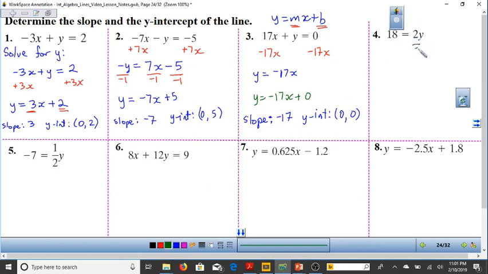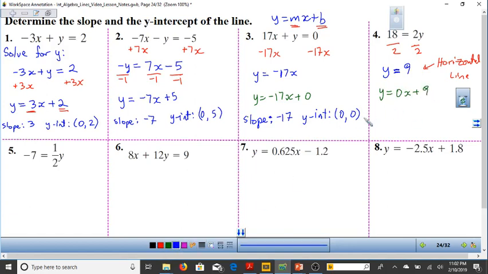I'm going to divide both sides by 2 to get the y by itself, and I'm going to reverse it using the symmetric property of equals. I get y is equal to 9. And we should recognize this as a horizontal line. This is a horizontal line. And that means the slope is 0. And in fact, then, the equation could be thought of as y is equal to 0x plus 9.